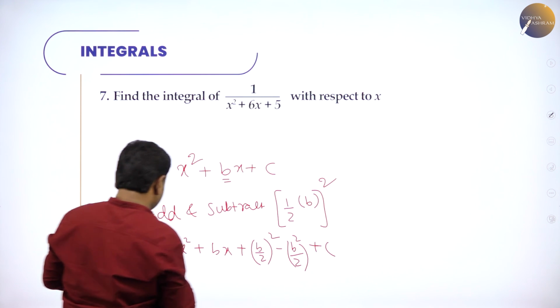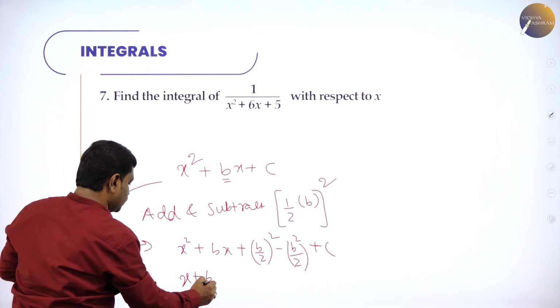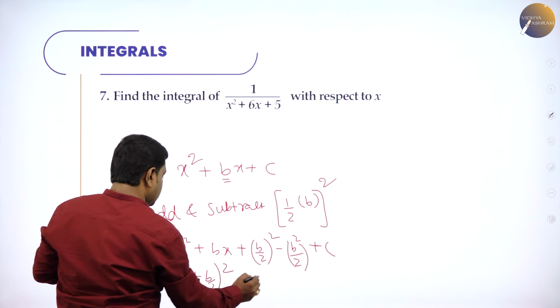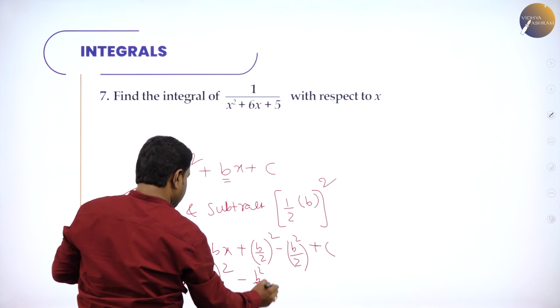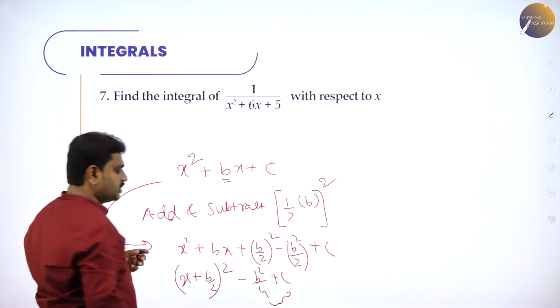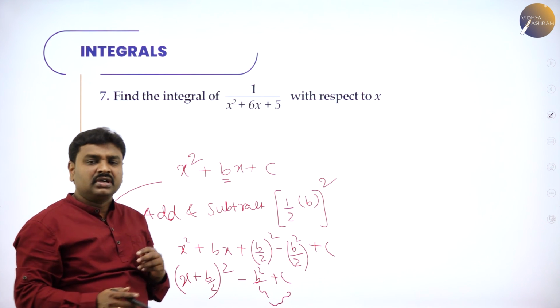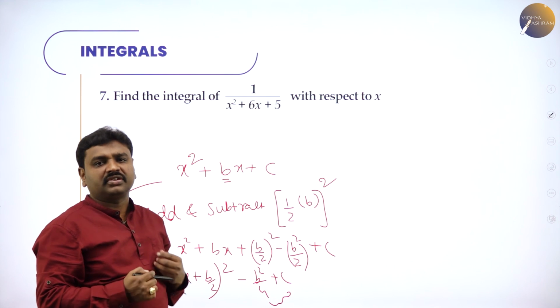Further you can compress this as x plus b by 2 the whole square, always minus b square by 4, plus c. These two you can compress. Then it will resemble one of the formats. See which formula it matches and apply the formula.